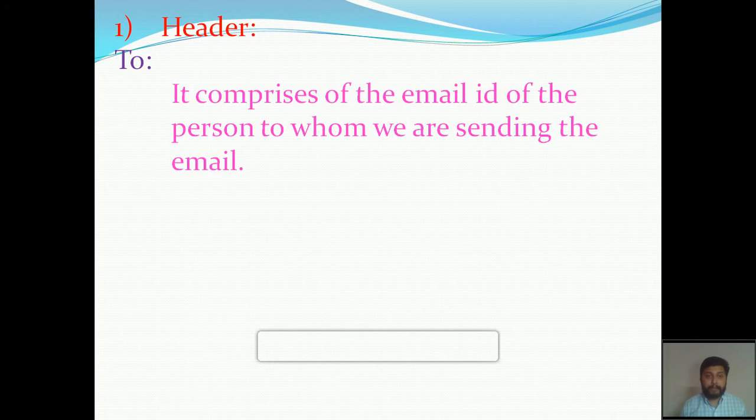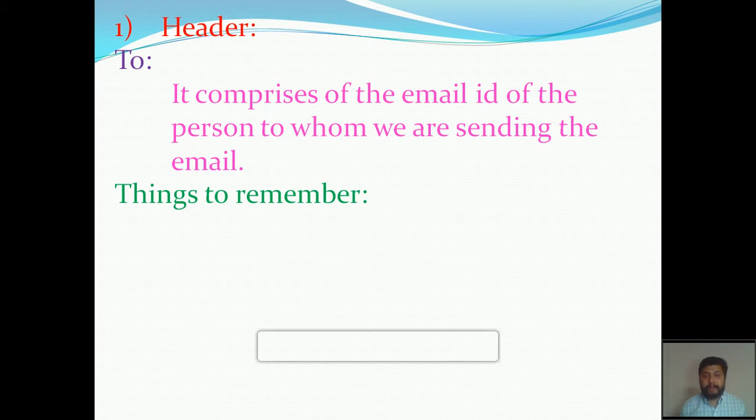First of all, header. Header means the person to whom we write the email. It comprises the email ID of the person to whom we are sending the email, which means when we write an email, we need to mention the address of the person to whom we write. The speciality of this address is it will be an email ID.